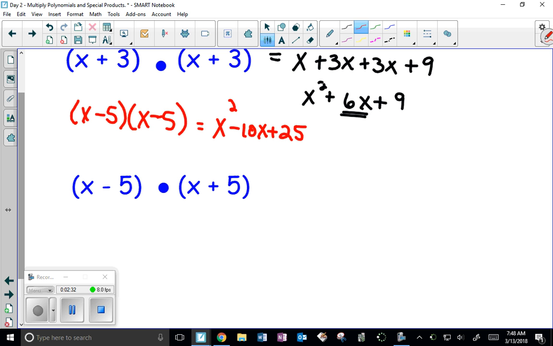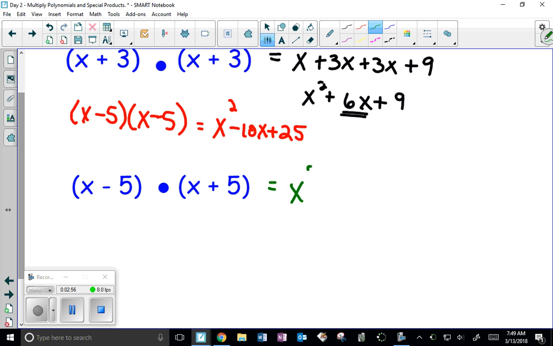And that's okay. All right, let's look at x minus 5 times x plus 5. Are these exactly the same? No, but what is the relationship? They're opposite from one another. One's an addition, one's a subtraction. Other than that, they're the same. So watch what happens with this kind of product. So let's FOIL it to see what happens.